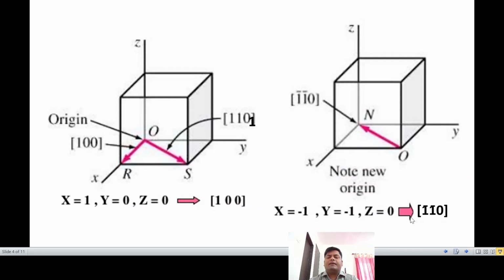Now we have to represent these indices by specifying a bar on the head. So 1 bar 1 bar 0 in a square bracket can represent the direction of the ON vector. Okay, so this is how one can find out the direction in the crystal.